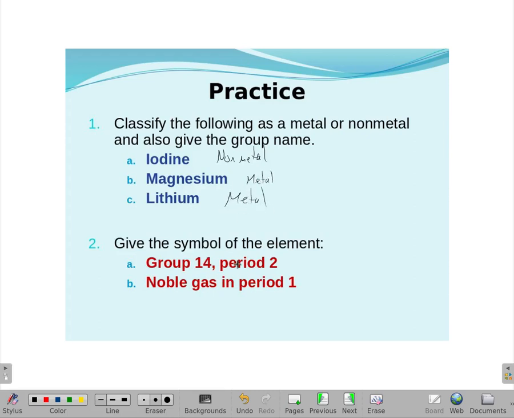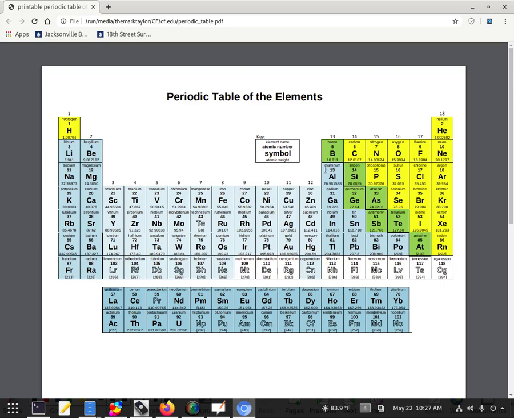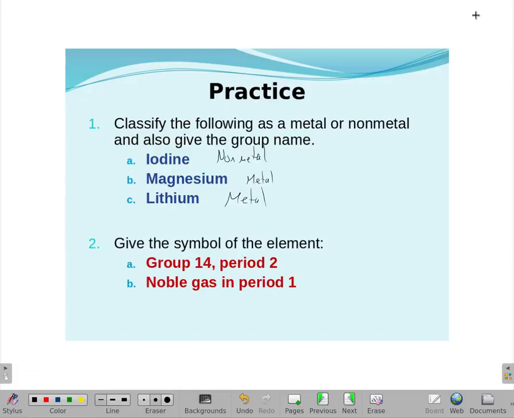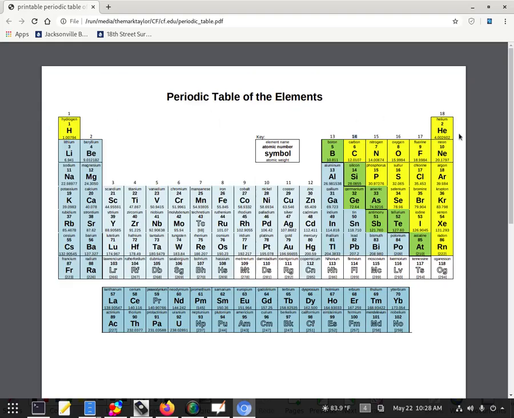Now the next one's a bit of a trick. So group 14, period 2. The reason I say it's a trick, I can find group 14 easy enough. Period 2, you might say 1, 2, and say silicon. Well, the weird thing is the periods are by the row. Over here, this is period 1, this is period 2, 3, 4, 5, 6, 7. And this is part of period 6, and this is part of period 7. So group 14, period 2 is actually carbon. There is nothing in group 14, period 1, but there is in period 2. So that is actually carbon. And then the noble gas in period 1, so top row, noble gas, that would be helium.